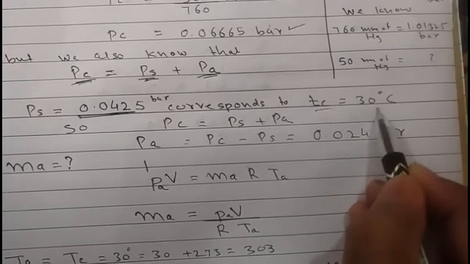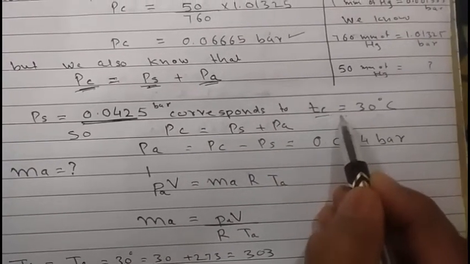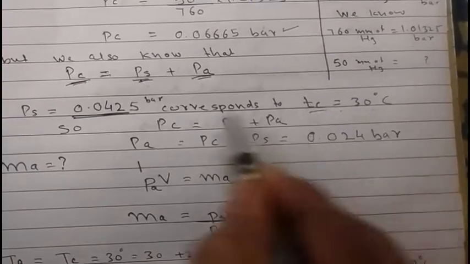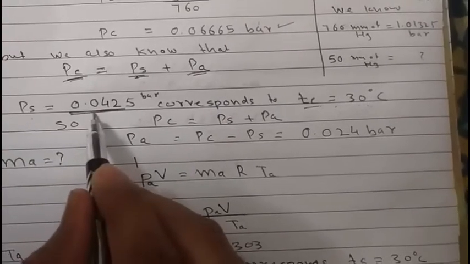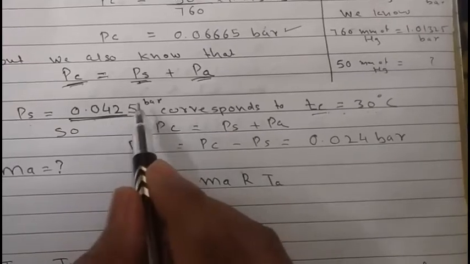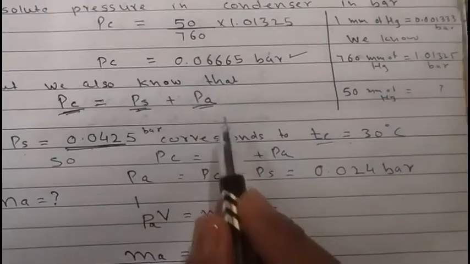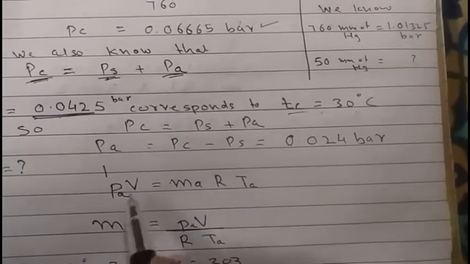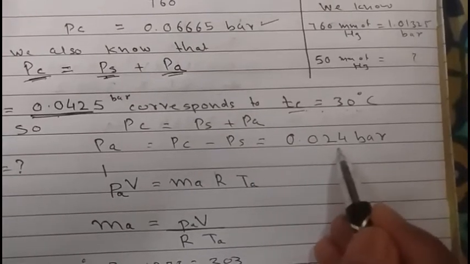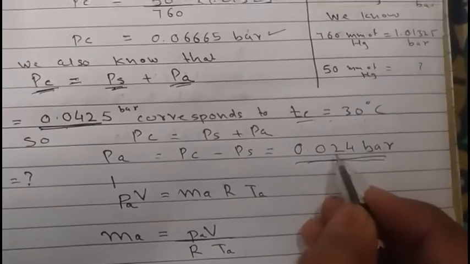Condenser temperature is given as 30 degrees centigrade. So from steam table number 1, go to the temperature table, see 30 degrees centigrade, and corresponding to that you will find the partial pressure of the steam directly in bar, 0.0425 bar. Just put it in the above expression Pc is equal to Ps plus Pa. Okay, you will find out the value of Pa, which comes out to be 0.024 bar. This is the partial pressure of air.